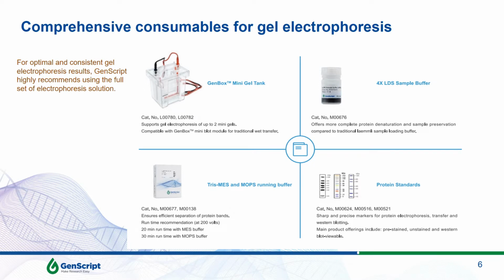Last but not least, the protein ladders. These are sharp and precise markers for protein electrophoresis. The pre-stained one we have is the most popular one, which ranges from 5 kilodaltons to 270 kilodaltons. And there's also an unstained ladder and a Western blot viewable ladder. Both help as a troubleshooting reference along the Western blotting procedure.